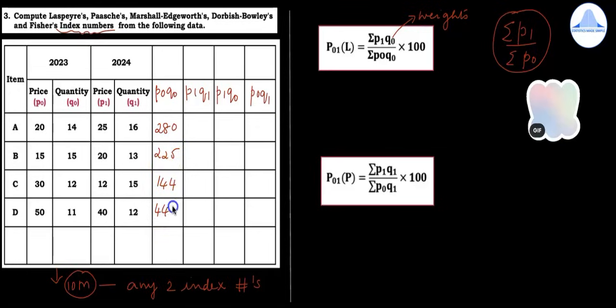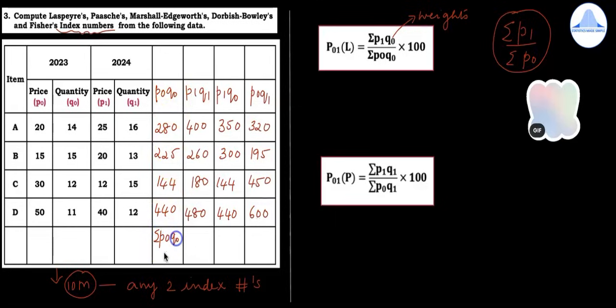144 and 440. Similarly, next is P1 Q1. So 25 into 16 is 400. Then 260, 180 and 480. P1 Q0 is 350, 300, then 144 and 440. P0 Q1, that is 20 into 16, so it is 320, 195, 450 and 600. Next, find out the total.